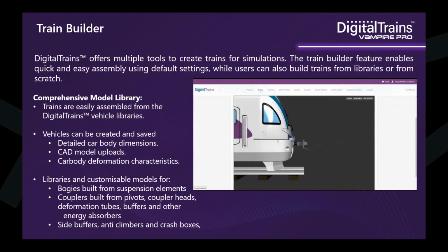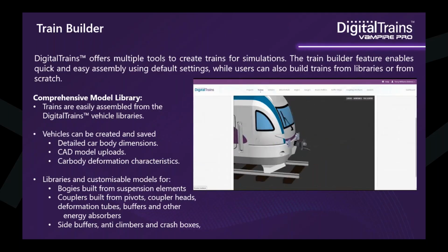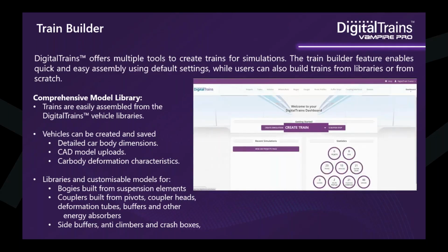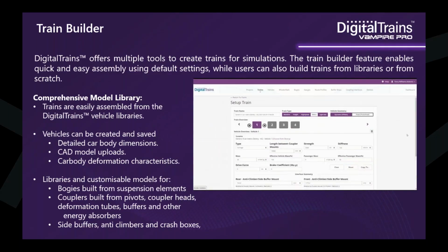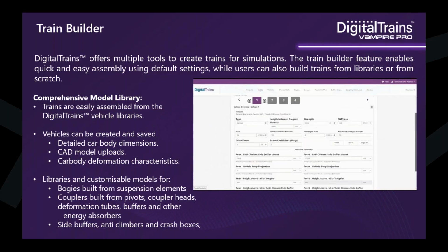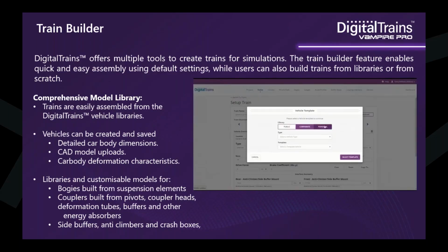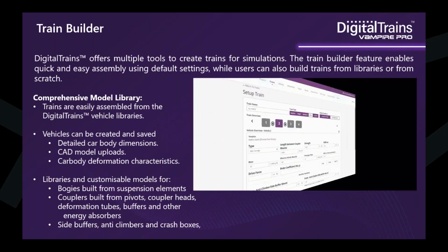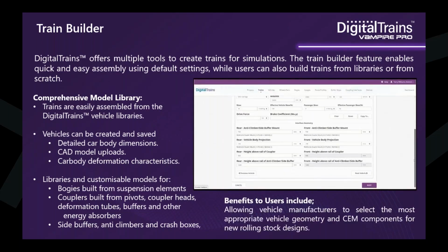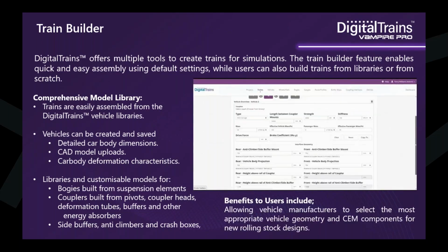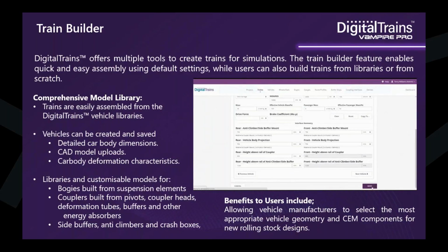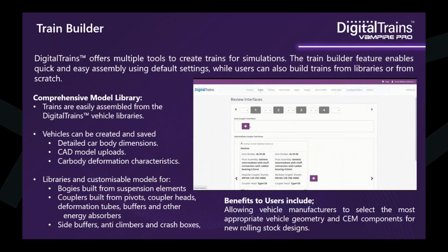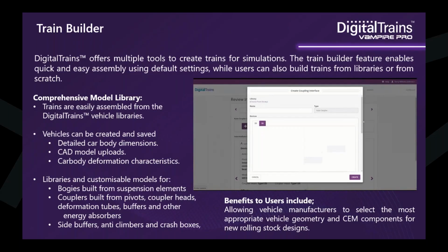As mentioned, digital trains is built on libraries. So we have public, corporate, and personal libraries. And includes libraries for bogies, for crash absorbers and couplers, all of which can be configured into your train. And again, benefits for users here. So this allows vehicle manufacturers to select the most appropriate vehicle geometry and crash energy management components for new rolling stock designs.